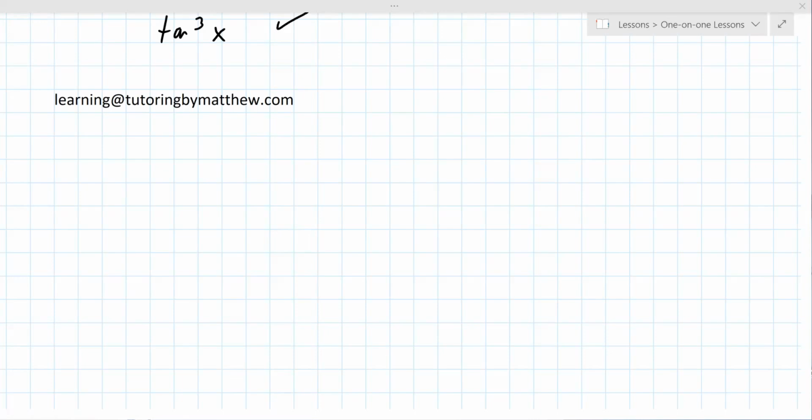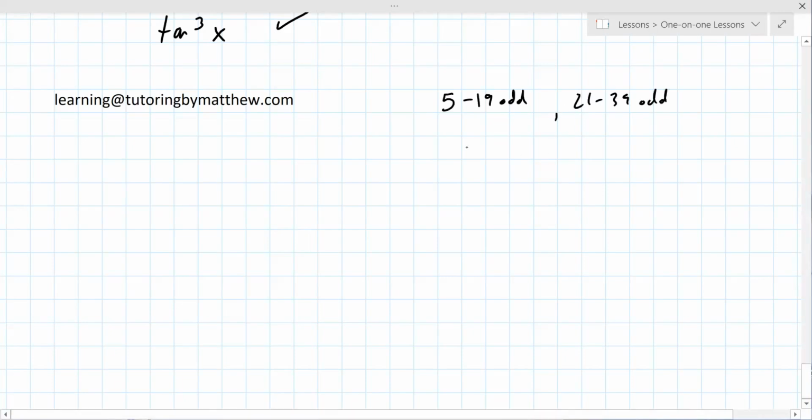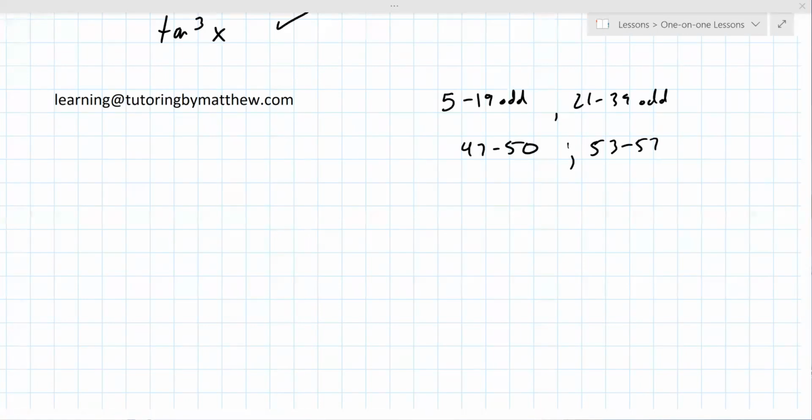I want to start with 5 and go through 19 odd, and then 21 through 39 odd. Then 47 through 50, and 53 through 57. We probably won't get to all of them, but I just wanted to get started on this. Yeah, there it is. Okay.